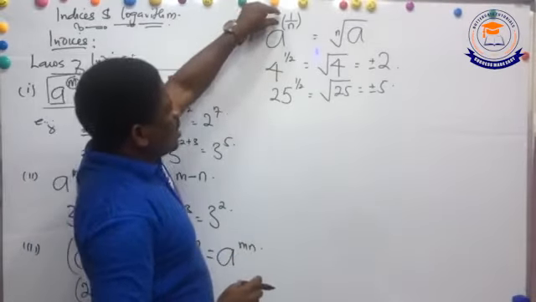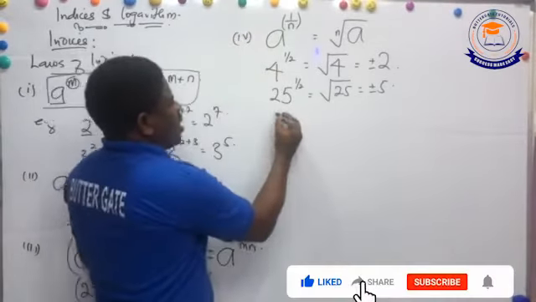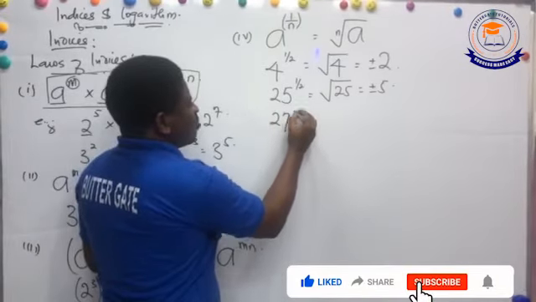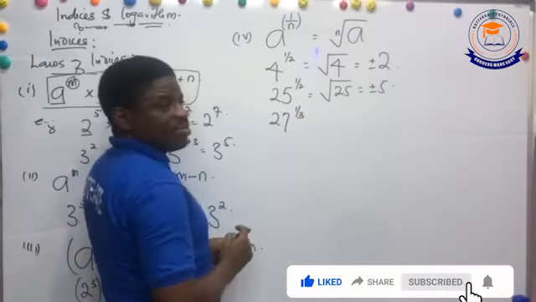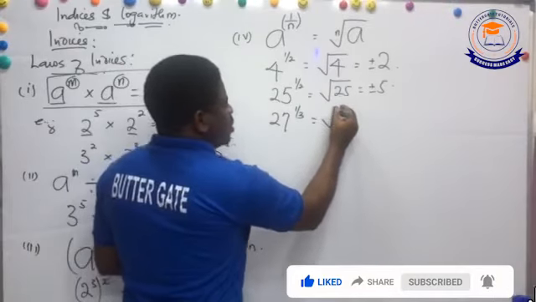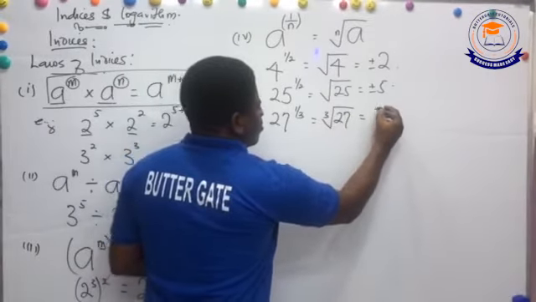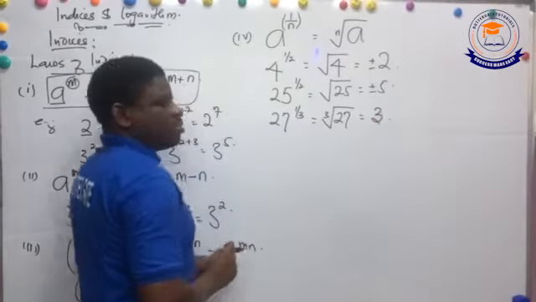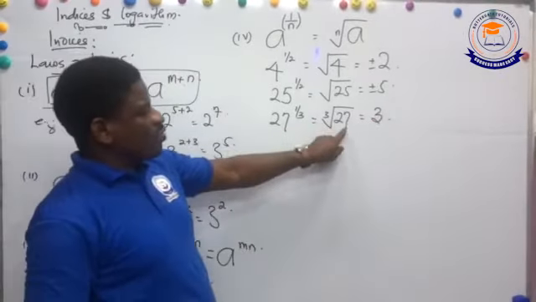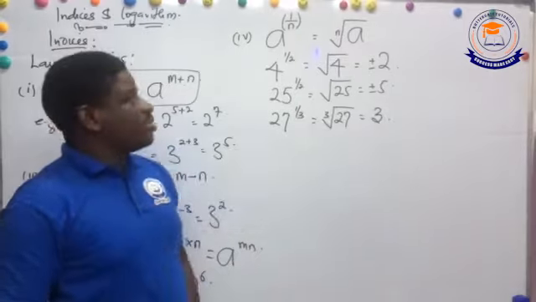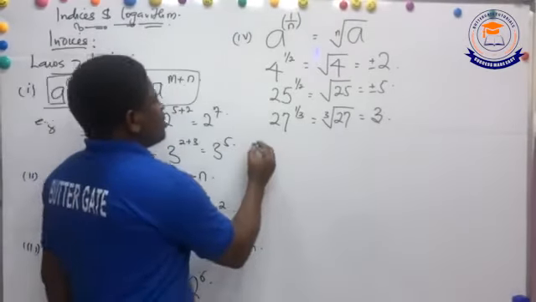Now, you can still have it, let's say 27 raised to the power of 1 over 3. This will be what? The cube root of 27, which is what? 3. The cube root of 27 is 3.